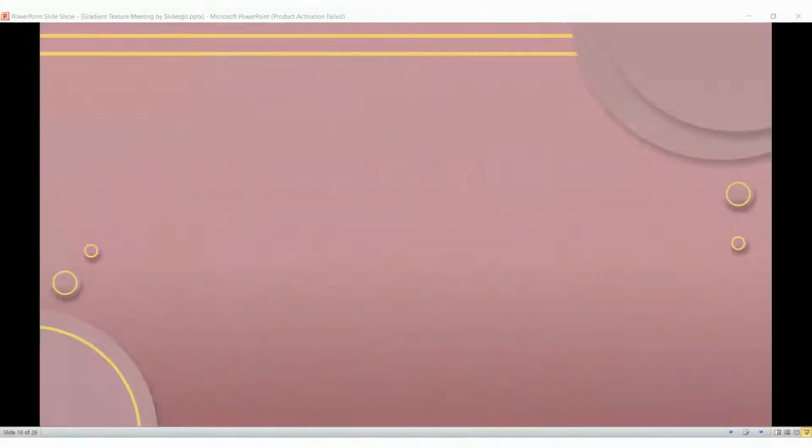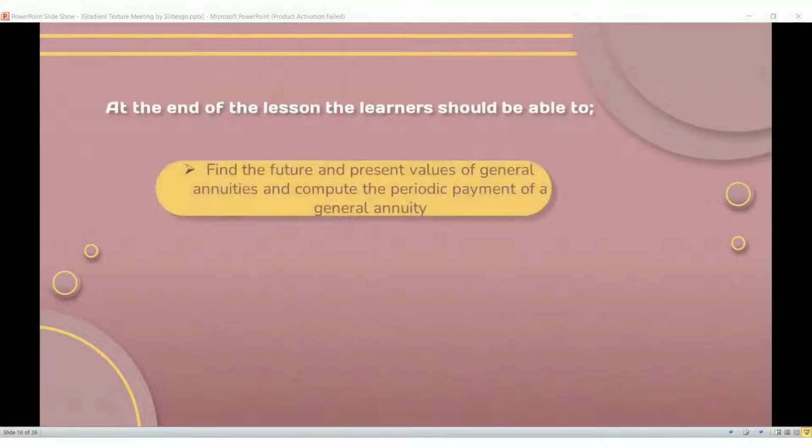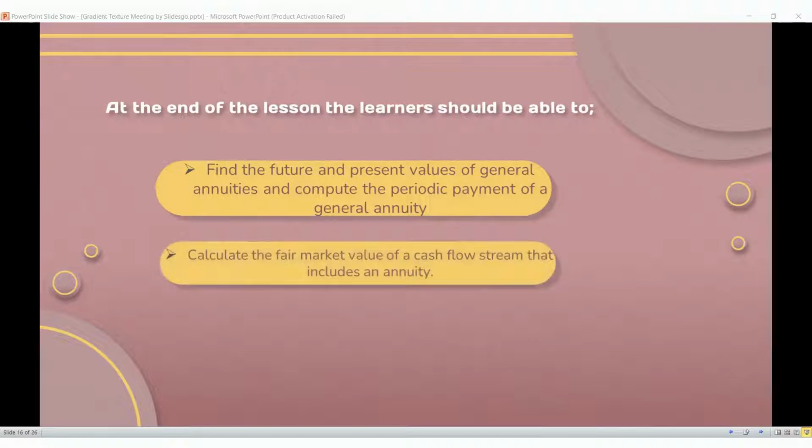At the end of the lesson, the learner should be able to first find the future and present values of general annuities and compute the periodic payment of a general annuity. Thus, calculate the fair market value of a cash flow stream that includes an annuity.